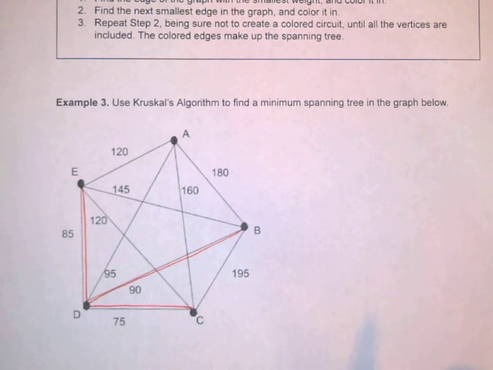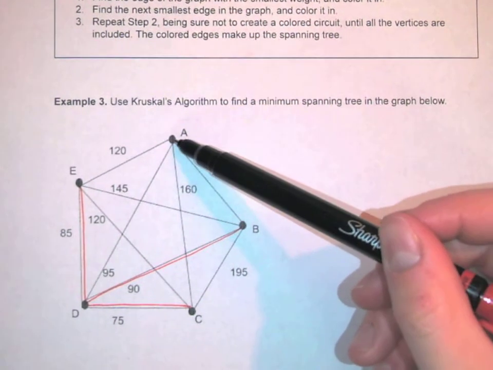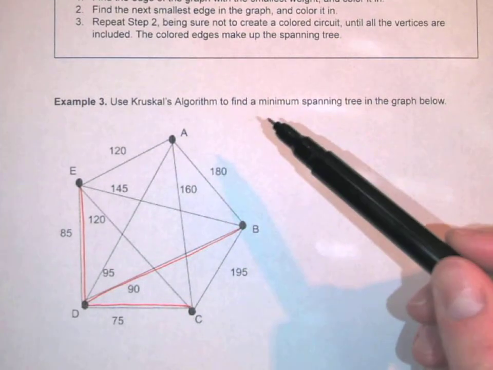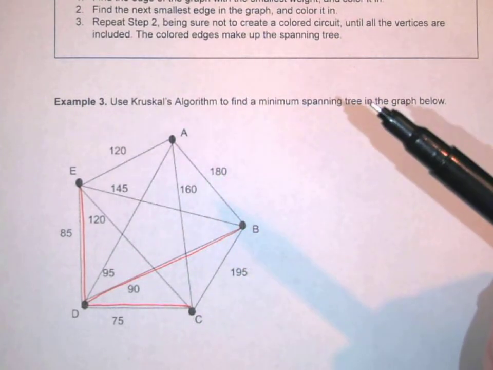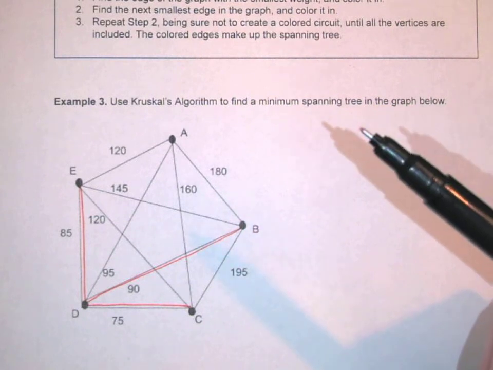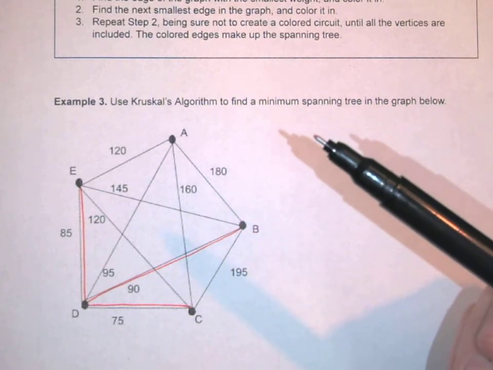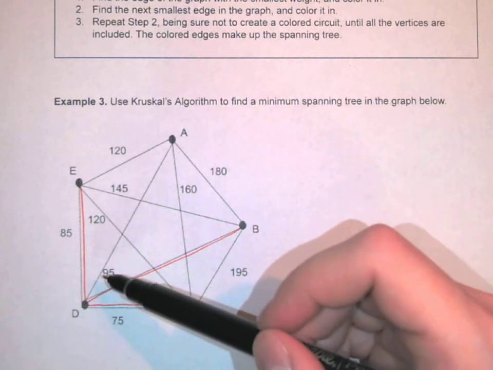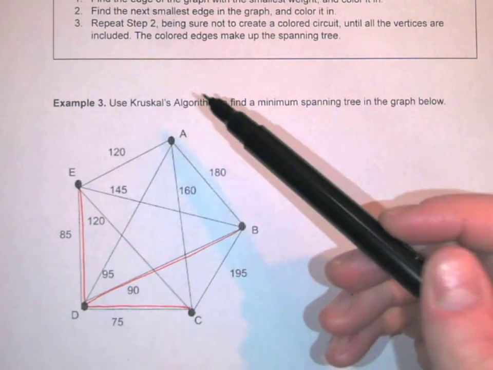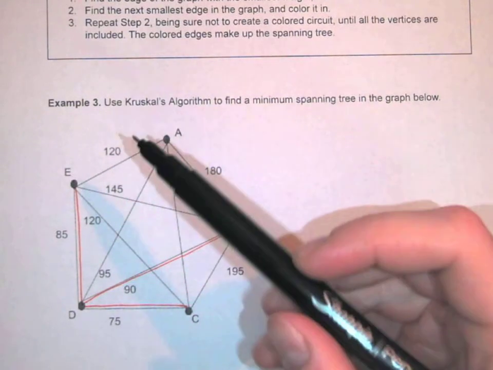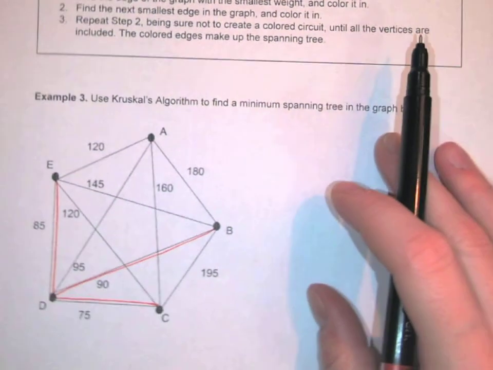Now we have to ask how to include A. Or we can think about just finding the next smallest edge, as the algorithm tells us to do. The next smallest is 95. That's good. I thought we were going to have to pick between these 120s, but 95 is just the smallest.